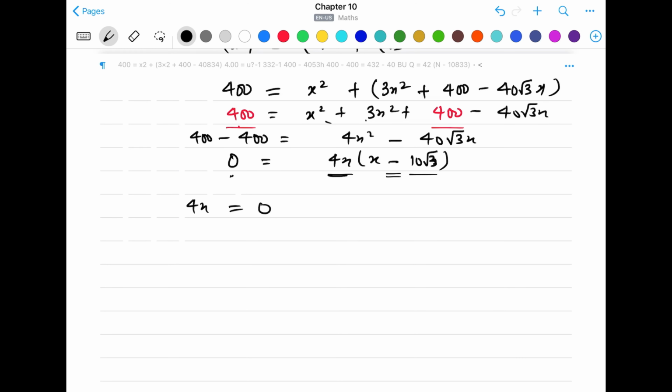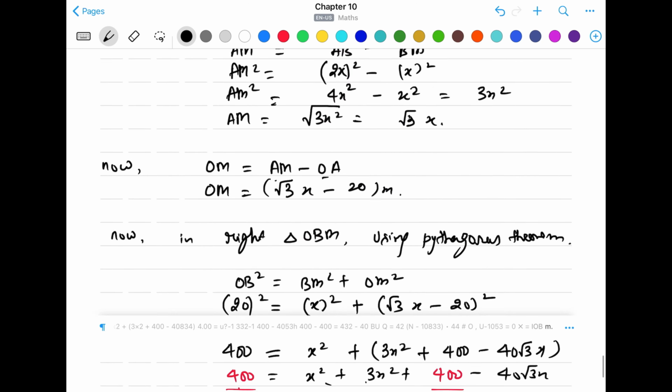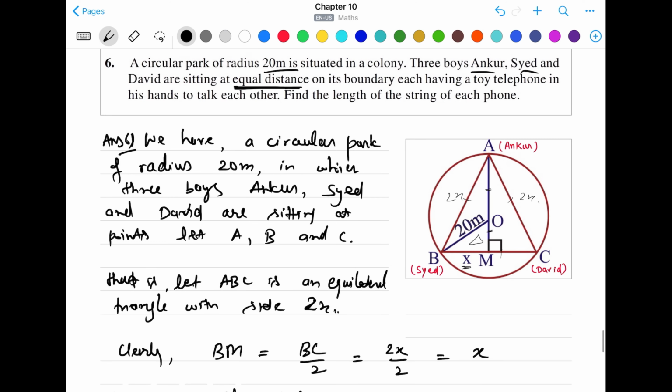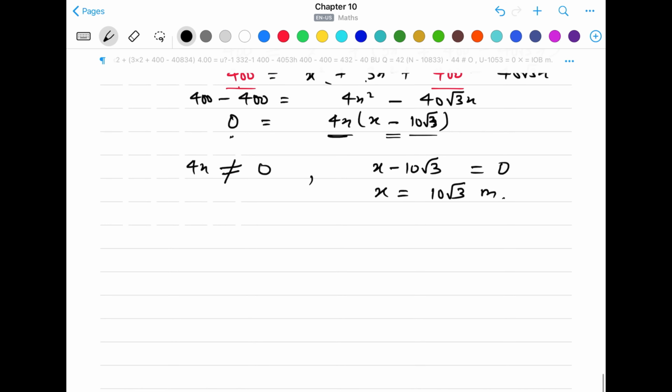If we put 4x equal to 0, this cannot be possible, because there should be some value of x, so this equation is not satisfying. So what we have is x minus 10 root 3 equals 0, and this implies that x equals 10 root 3 meter. That is the value of x.